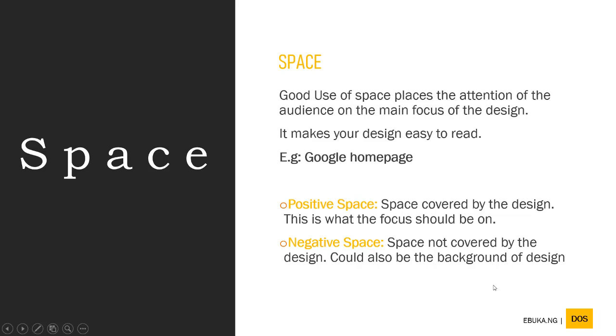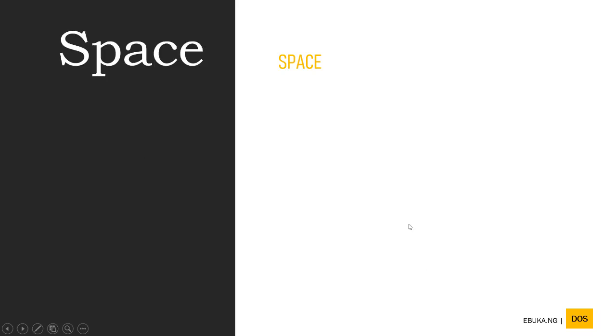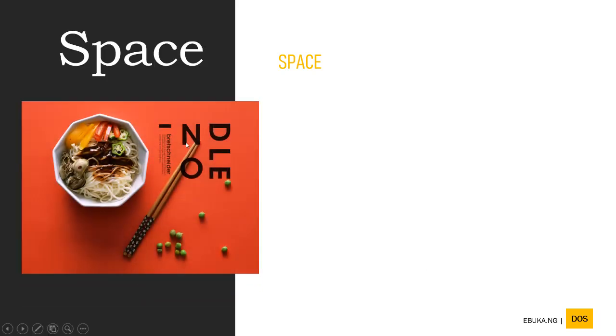Remember, we said that the good use of space helps you place the attention of the audience on the main focus of the design. So when you come here, it's only this text you are seeing first, right? Every other thing here you are seeing, but your attention is drawn to this first. That's what good use of space does. So we have positive space and we have negative space. Now these are examples. You can see this design over here. What you have here is very simple, minimalistic text.